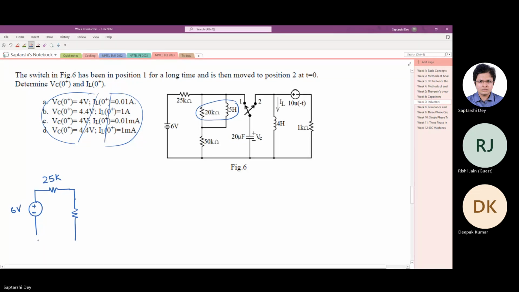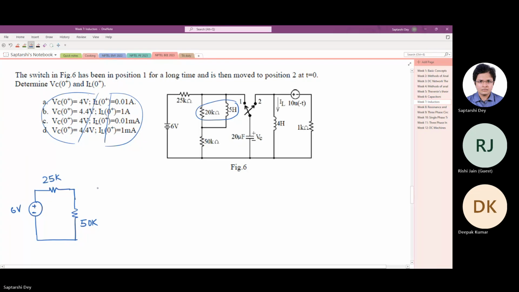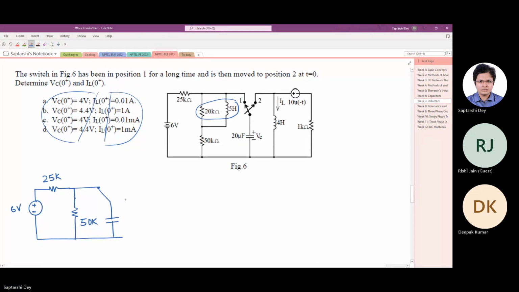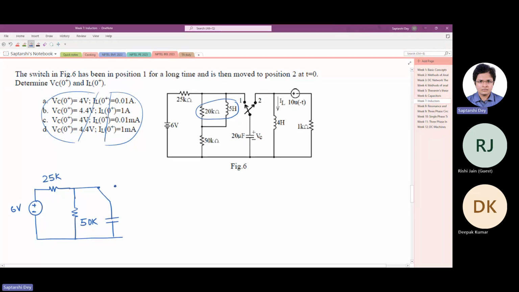And this is 50k. Right? It was like this. And capacitor. This was open circuit, completely different from it.